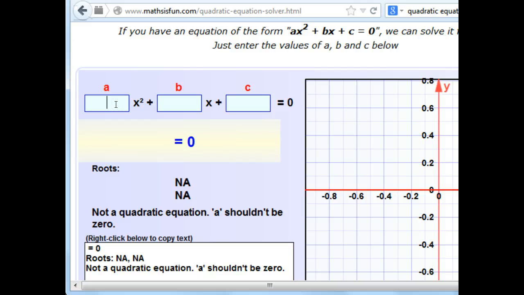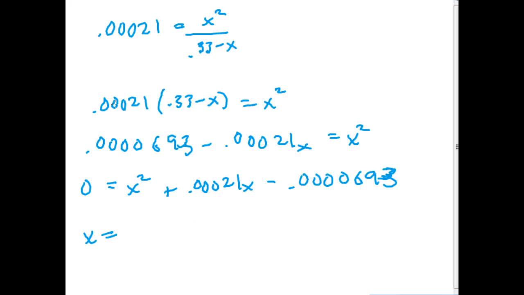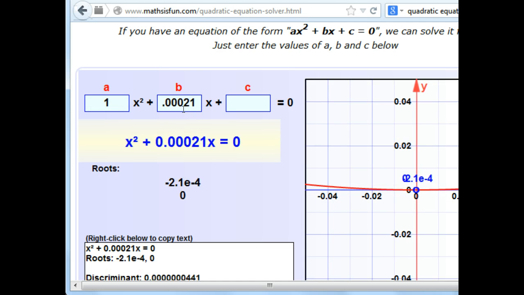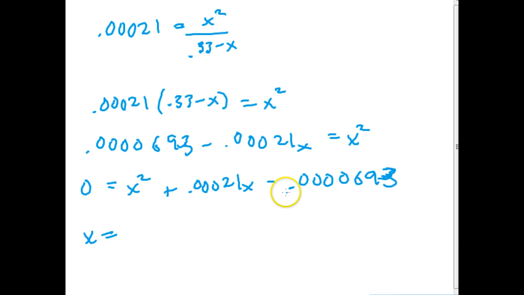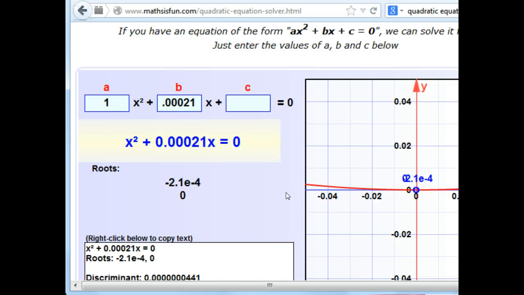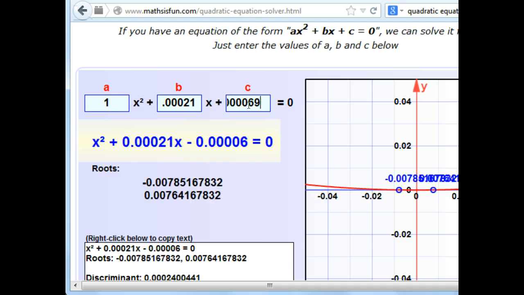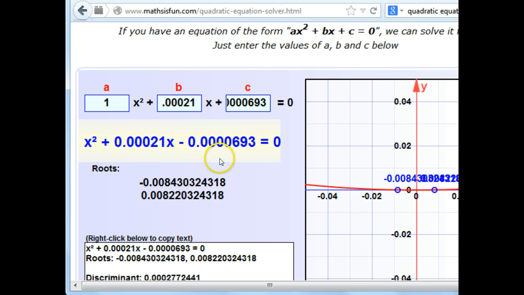So 1 was the A. Here's the B, 0.00021. So I got 0.00021. And this was negative? Yes, it's negative 0.0000693. Okay, so the answer here, I get a negative answer and a positive answer.